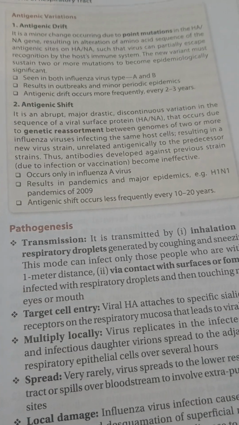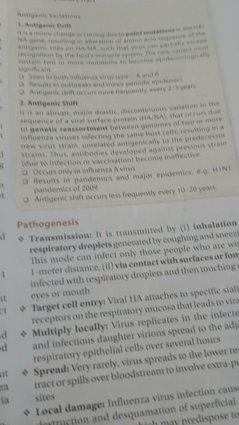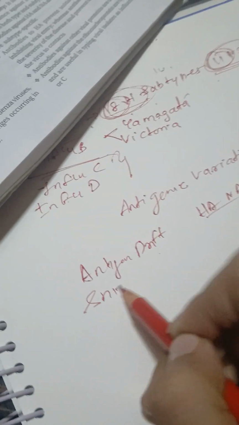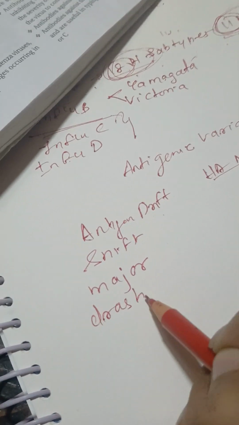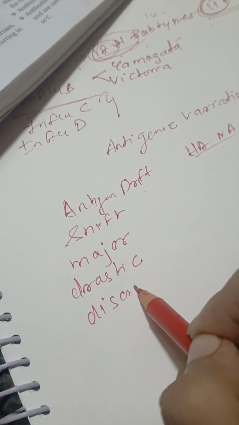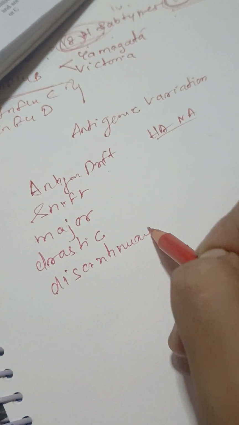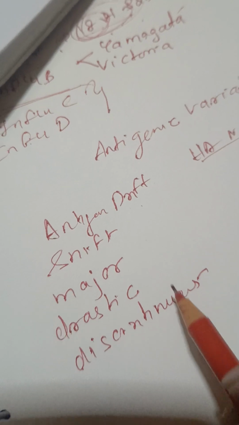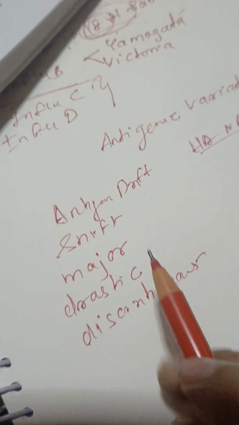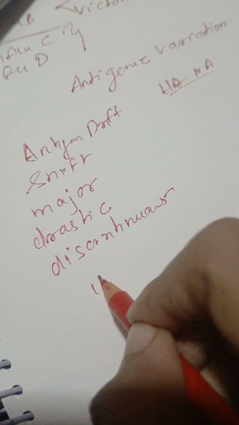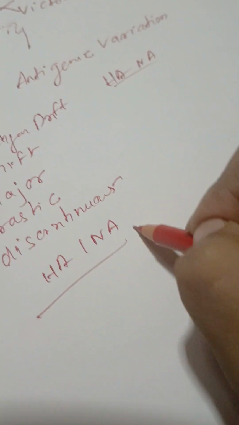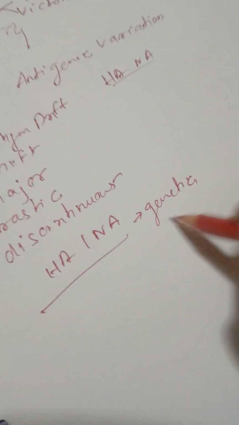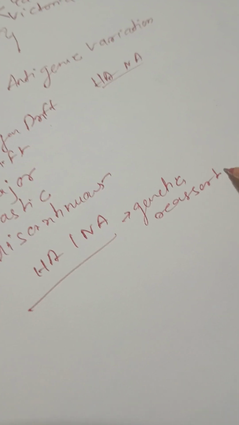More significant is antigenic shift. Antigenic shift has a few characteristics. First, it is major, it is drastic, it is discontinuous. As the previous one occurred every 2 to 3 years, it is not like that. It is discontinuous, and it is basically variation in the sequence of the viral surface protein, that is HA or NA. It is also known as a result of genetic reassortment. What are the characteristics of the genetic reassortment?